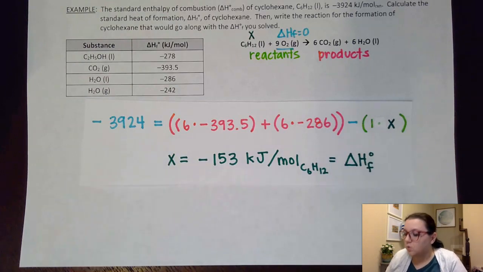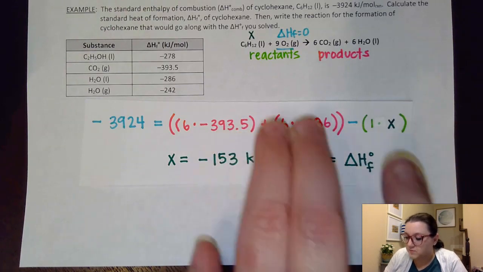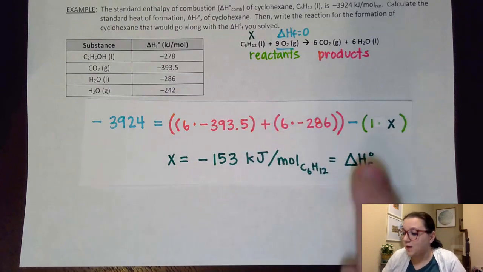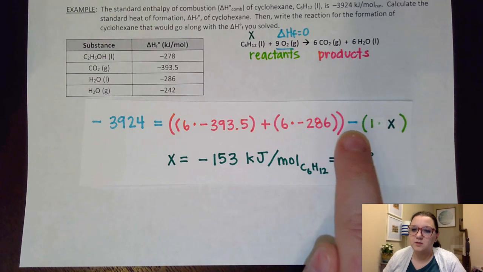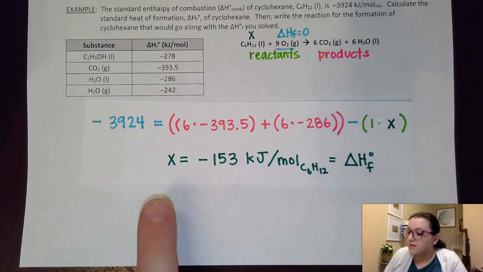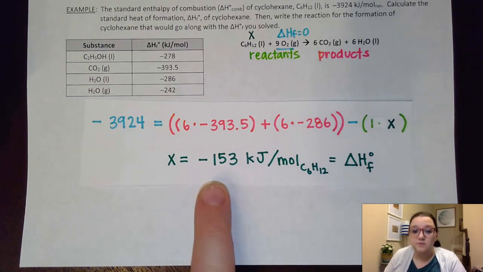3,924. And so in order to get X by itself, what I would first do is subtract the value for the pink numbers from the other side. And then I would have to flip the sign, because obviously I don't want to solve for negative X. I would want to solve for positive X. So you're just using simple algebra in order to finish solving this problem. And what that ends up getting for the value of X is a negative 153.